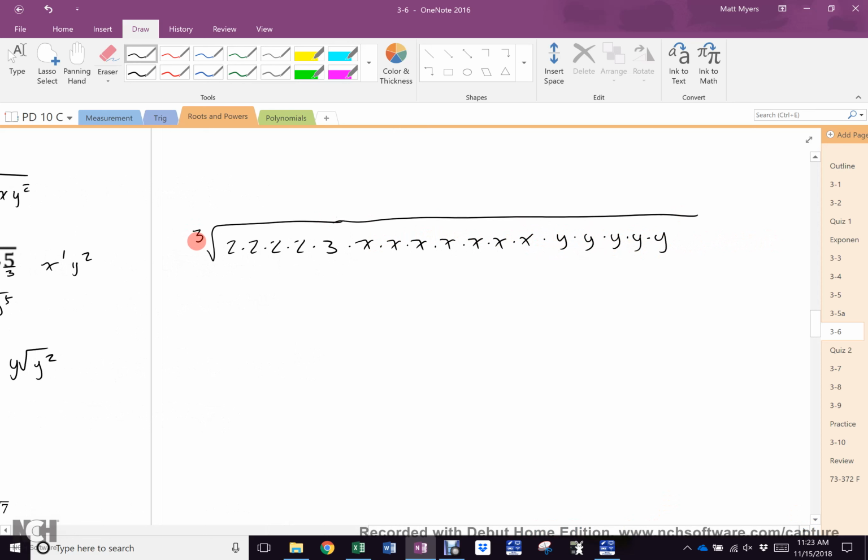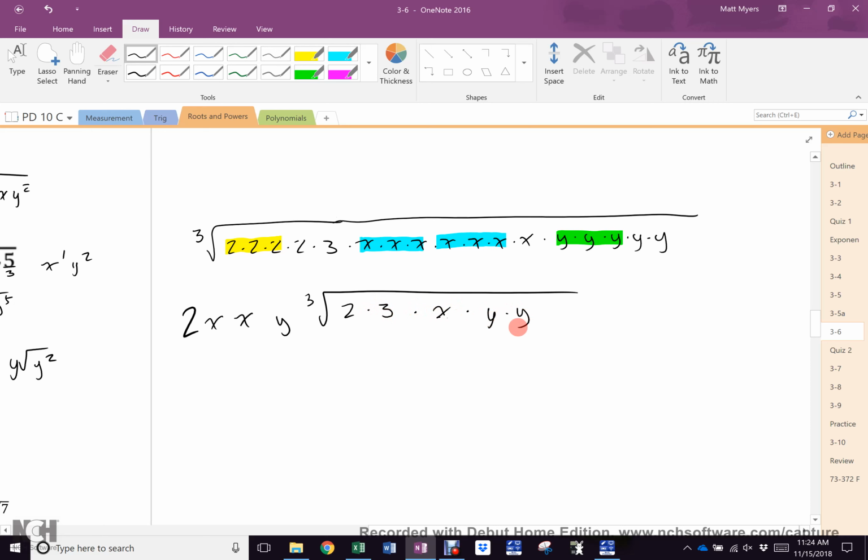Cube root. What am I looking for? Groups of 3. There is a group of 3, so out comes a 2. There is a group of 3, so out comes an x. There is another group of 3, so out comes another x. There is a third group of 3, so out comes a y. And what did I leave under there? 2 times 3 times x times y times y. And then you would write it out normally. 2x squared, because we want it as simple as possible. y, cube root, 2 times 3 is 6, x, y squared.